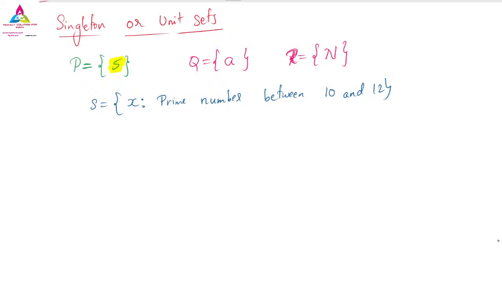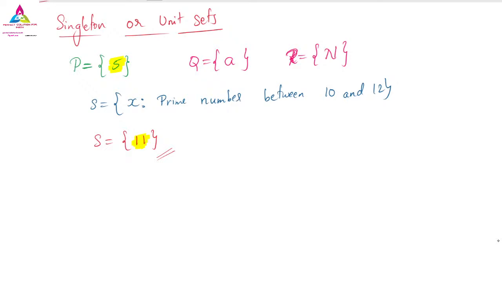Again, it is a simple one. x such that x is a prime number between 10 and 12. Here between 10 and 12 we have only one element, that is 11, and 11 is a prime number. The set contains only one element. So this is called a singleton set.